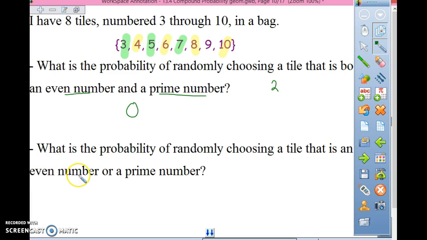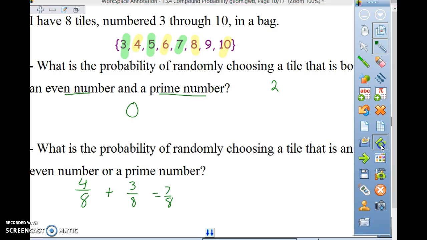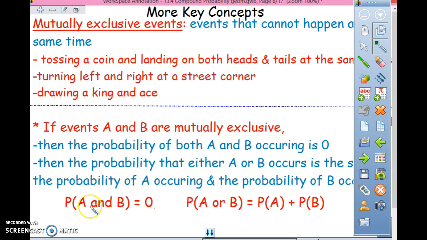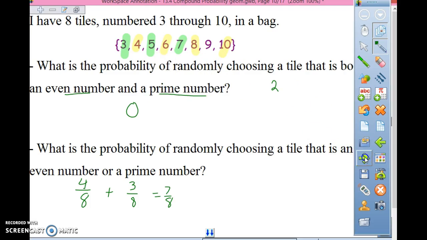So we want the probability of it being even. So I see 4 yellows out of 8. The prime numbers, there are 3 out of 8. And then we should double check to see if there's any overlapping numbers so that I don't count anything twice, and there aren't. So I get 7 out of 8. So going back to our definition of mutually exclusive, the "and" probability is 0, and then with an "or" we just add those together. And that's what we found with our number tiles.